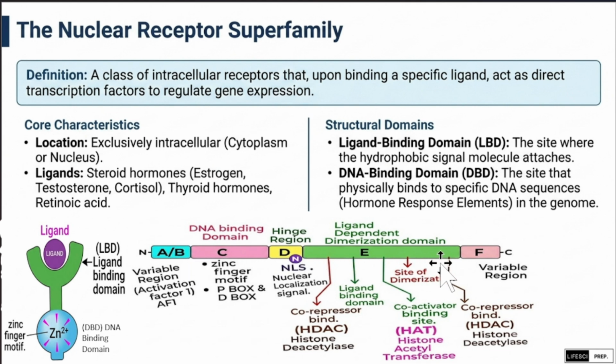5 different parts are there: variable regions, and the DNA binding domain, where the zinc finger motif binds, or you can say the P-box and D-box. Hinge region, where the NLS works, the nuclear localization signals. Then the ligand binding domain, where two types of sites are there: the repressor binding site, that is HDAC, histone deacetylase, and the co-activator binding site, that is HAT, histone acetyl transferase. And at last, the variable region.